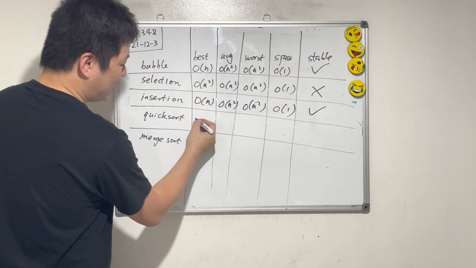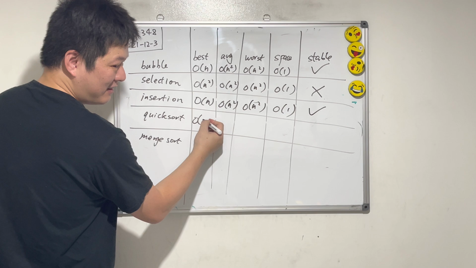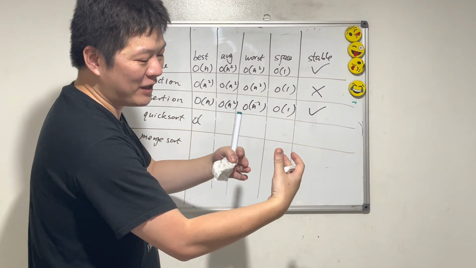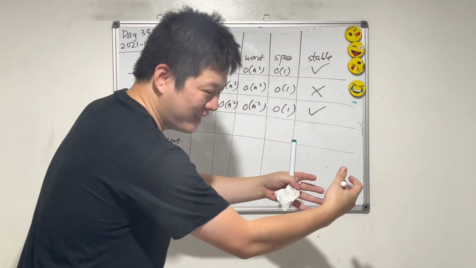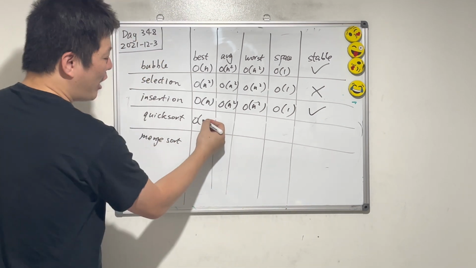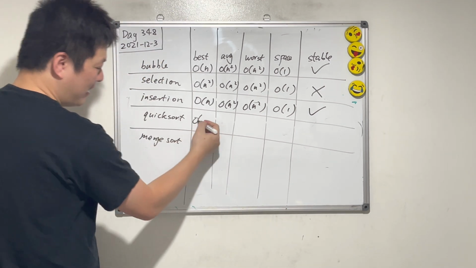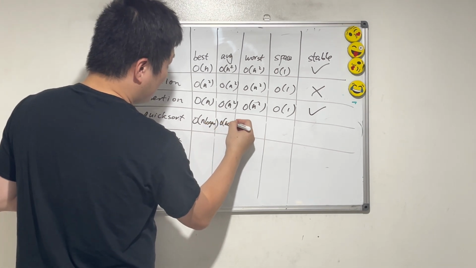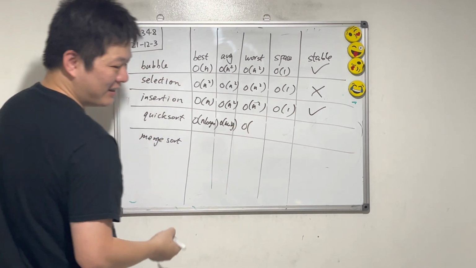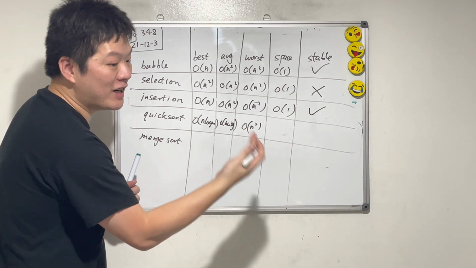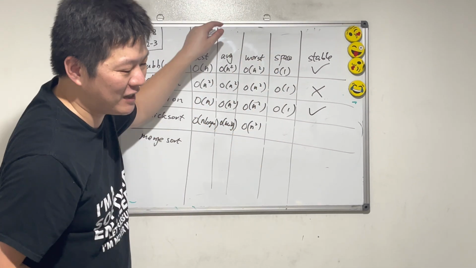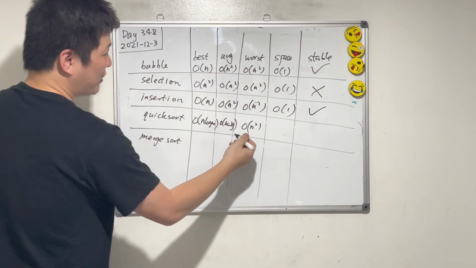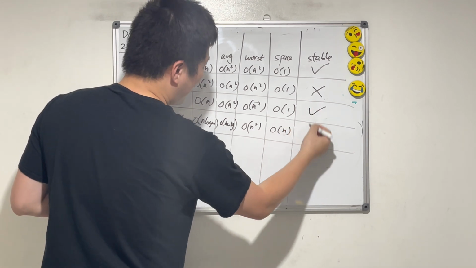Quick sort, remember we choose a pivot, and then we put the elements smaller than it on the left, bigger on the right, and we recursively sort both parts. What's the time complexity? It's O(n log n) best case. Average is still O(n log n). Worst case, remember, O(n²). If it's reversed, like 5, 4, 3, 2, 1, and every time you pick the first element as the pivot, then you are not making use of the partition into 2 halves, so O(n²). Space, worst case O(n), stable, no.